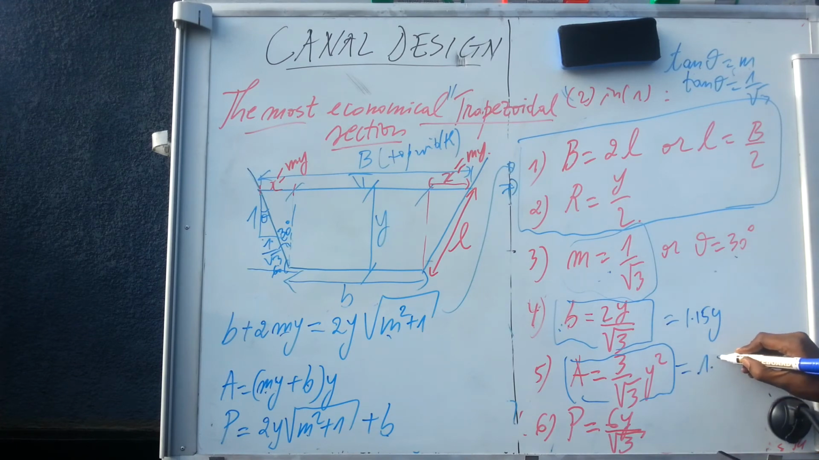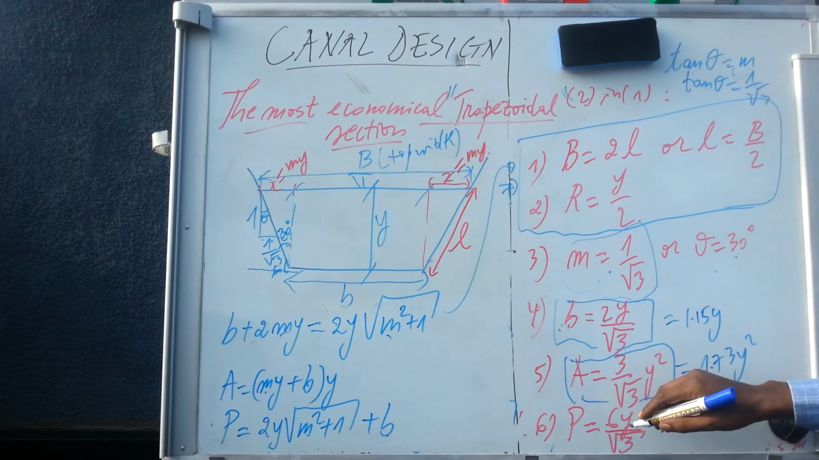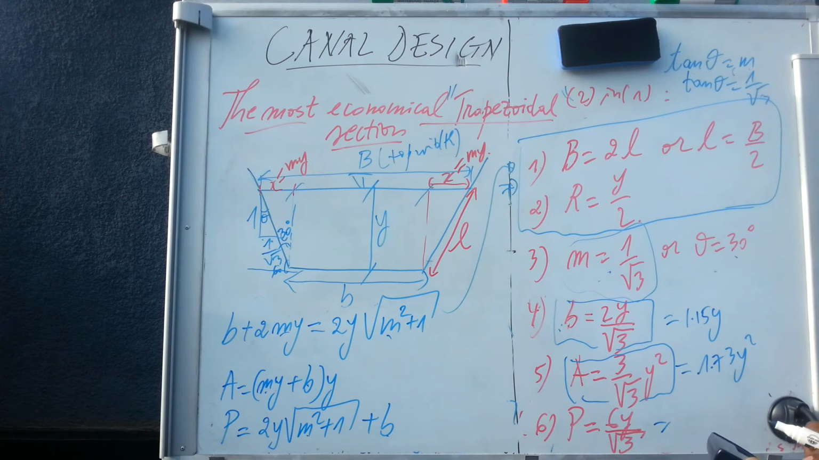the same as 1.73 y squared, and this p, 6 over square root of 3, is the same as 3.46 y. What does it mean? If you have a question, we will have maybe an example. In a few minutes, we will have an example to better understand how we can calculate the best dimension of the most economical trapezoidal channel.